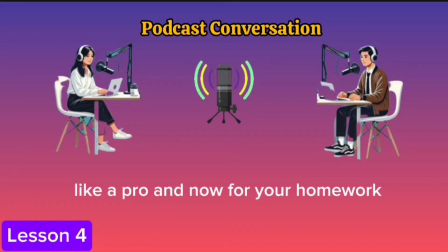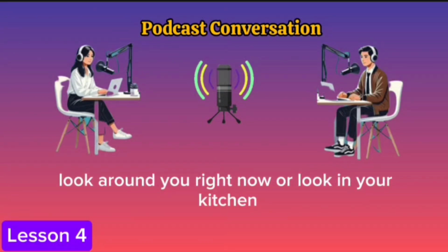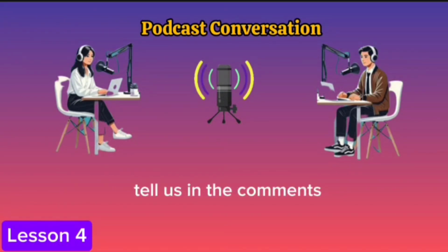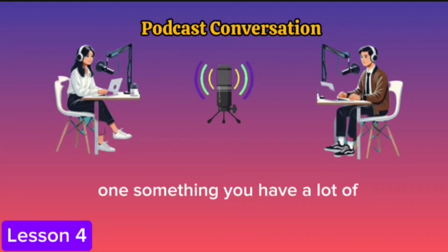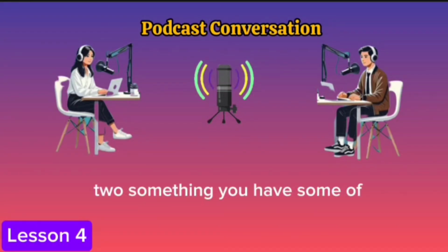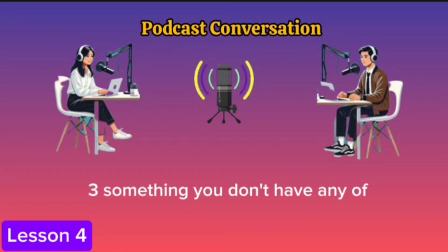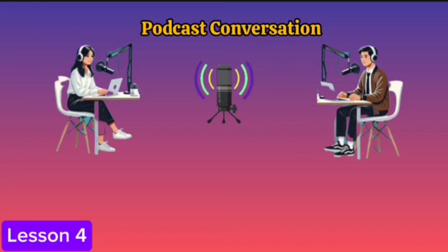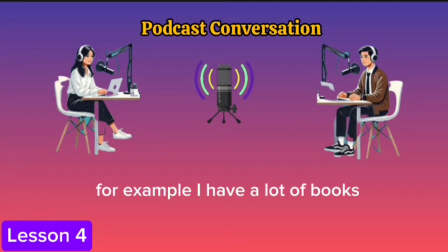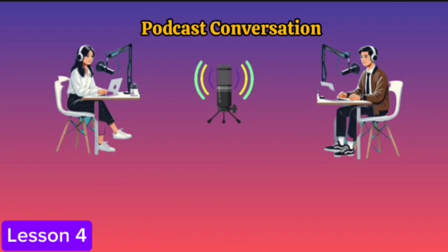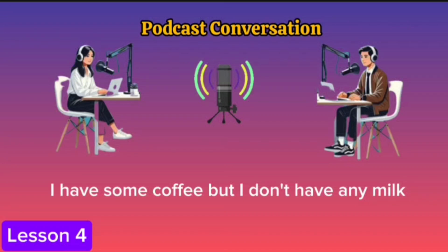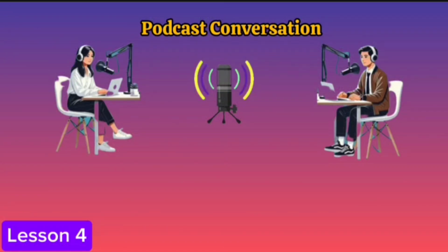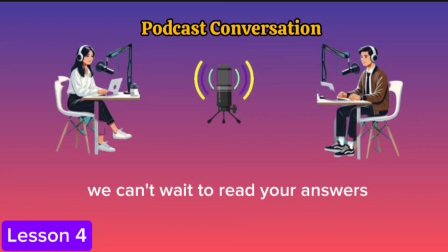And now for your homework. Look around you right now, or look in your kitchen. Tell us in the comments. 1. Something you have a lot of. 2. Something you have some of. 3. Something you don't have any of. For example, I have a lot of books. I have some coffee, but I don't have any milk. We can't wait to read your answers.